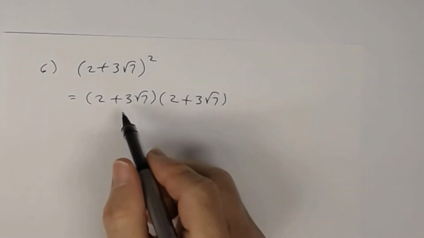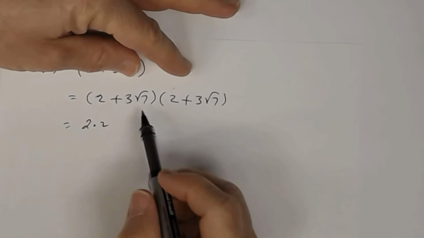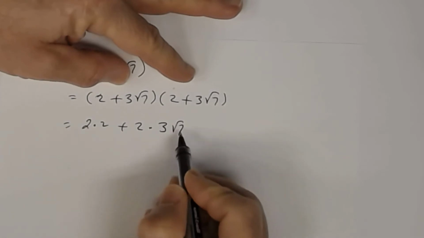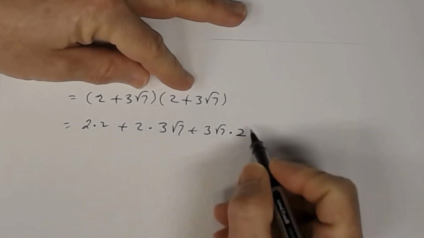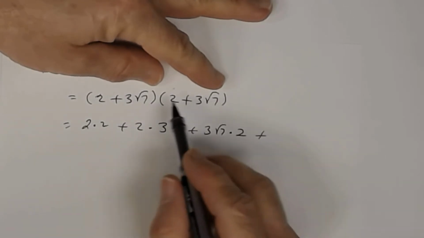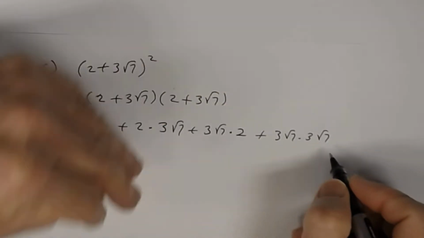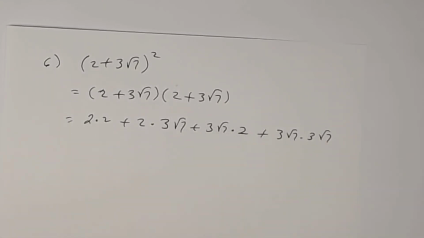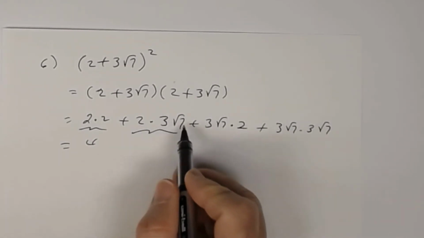And now you use the FOIL method. So 2 times 2, and you could have said 4, by the way. So that's your first. The outer would be 2 times 3 square root of 7. The inner would be 3 square root of 7 times 2. And then the last, always be careful when you have two radicals involved. So you have 3 square root of 7 times this 3 square root of 7. Okay, so all I did was I did first, outer, inner, last. 2 times 2 is 4. That part's easy. Over here, that's easy as well. 2 times 3 is 6. I get 6 square root of 7.